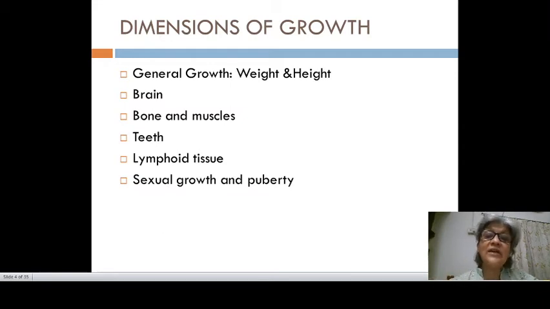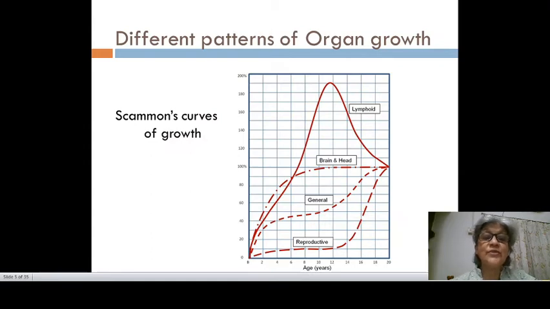Let us take a look at a chart which will explain. This is known as Scammon's curves. What we see here is the rate of growth is varying for different dimensions. The general growth is rapid in the first 2 or 3 years. Then there is a little bit of plateauing, only to increase again around the prepubertal age group and adolescence. On the other hand, growth of the brain occurs very rapidly in the early few years, and then there is a plateauing. So the major brain growth occurs during the first 4-5 years.